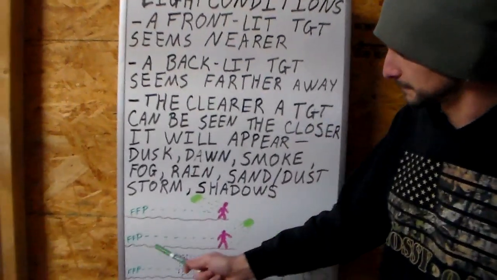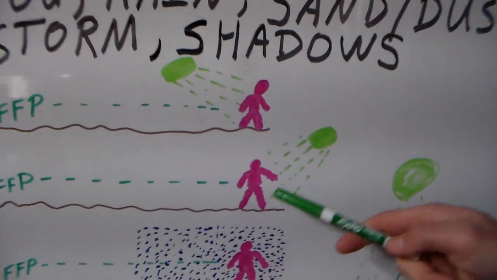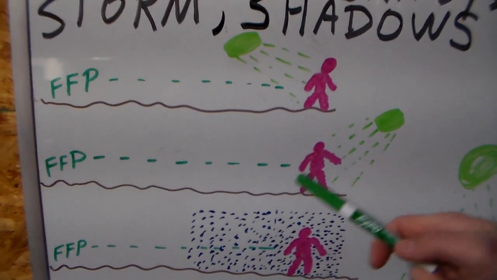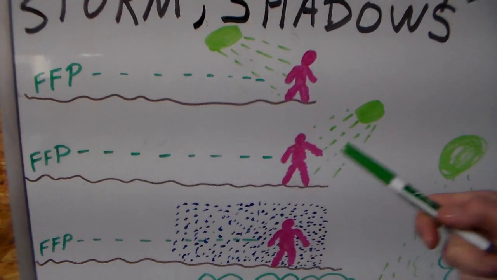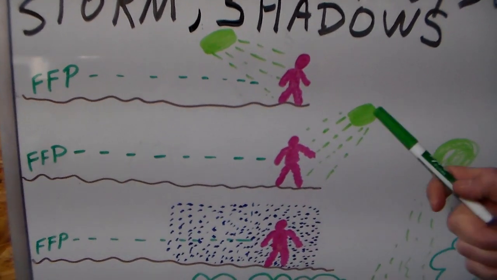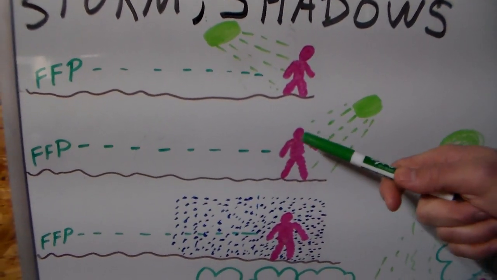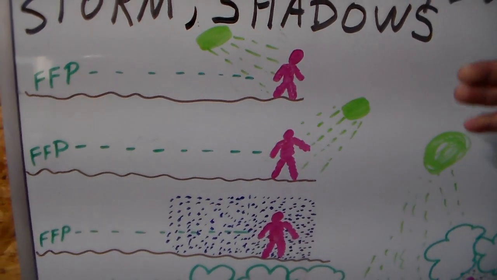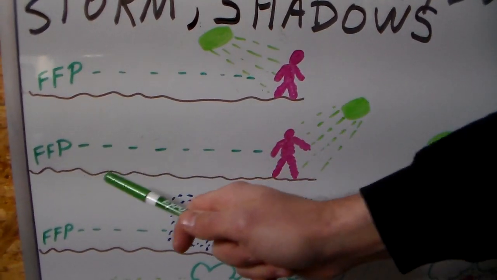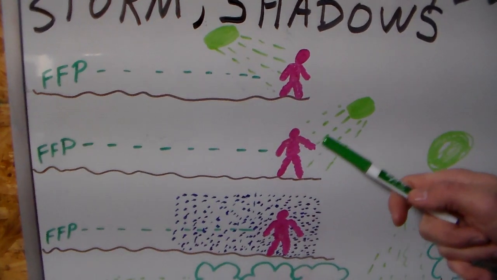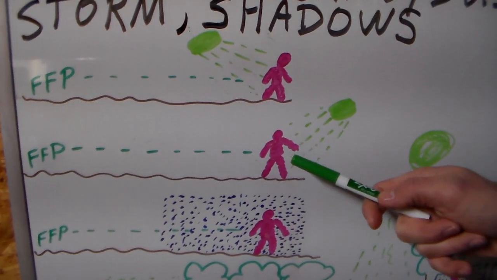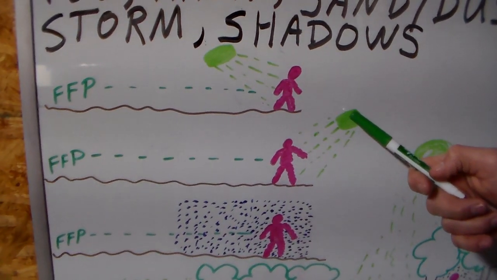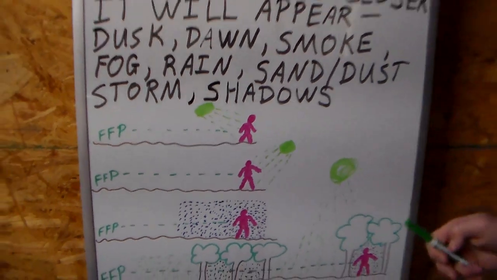So let's take a look at it. We're looking at this target. The sun's over here to the rear of the target, and it is not casting light on the front of the target. The light is on the back of the target. We cannot see it. So it makes the front of the target darker, so it makes it a little harder for us to see. And with the sun shining in our direction, it makes the target more obscured and harder to see. So with a backlit target, it is going to seem farther away because it's harder to see.